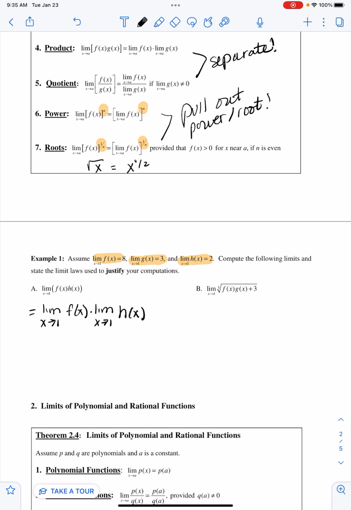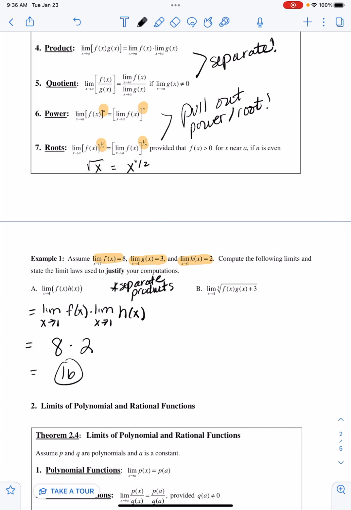Okay, and it said to justify, so I'm okay if you separate if you want. You may want to tell me the operation. So something about the product rule or separate products would be fine with me. Okay, at this stage, we can go ahead and plug in the answers we're given. So 8 is the answer for that limit, and 2 is the answer for the h of x limit, so we get an overall answer of 16.